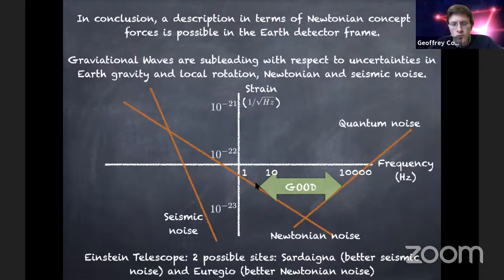So the good frequency range for a detector on Earth is between 10 Hertz and 10 to the power 4 Hertz because of these noise sources. The strain I did not explain yet, but the strain is basically the metric divided by the square root of the mean frequency. And the typical strain that is detectable is 10 to the minus 22.